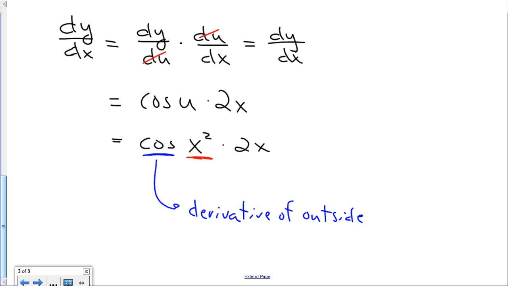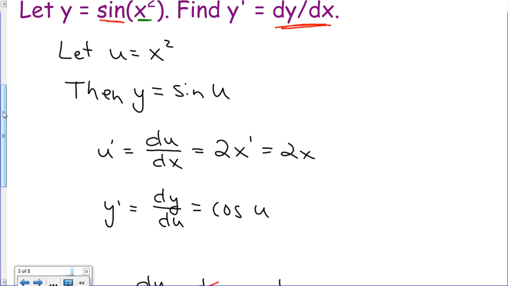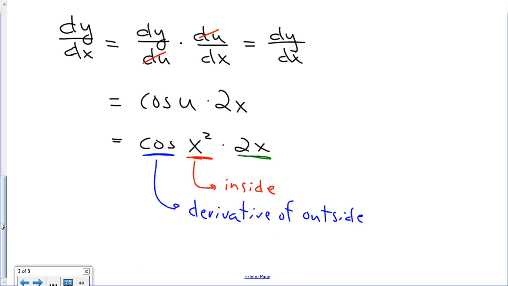And it's the cosine of x squared, so this is just the original inside function that we started with. This right here is your inside function. That didn't change at all. But then we multiplied that by 2x, which, the way we got 2x, if we go back here, I said that u was equal to x squared, and the derivative of u, or du dx, was the 2x. So that's the derivative of the inside function.